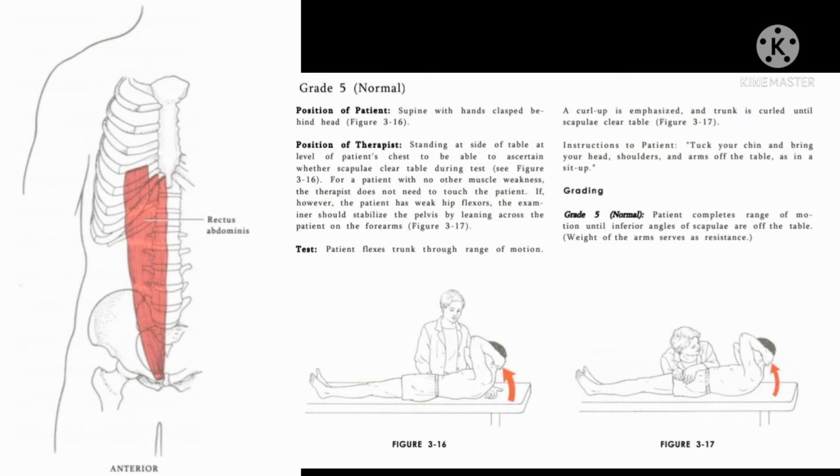Test: patient flexes the trunk through the range of motion and the scapulae clear the table. Instruction given to the patient: tuck your chin and bring your head, shoulders and arms off the table as high as you can. Grade 5. Patient completes range of motion until the inferior angles of the scapulae are off the table.